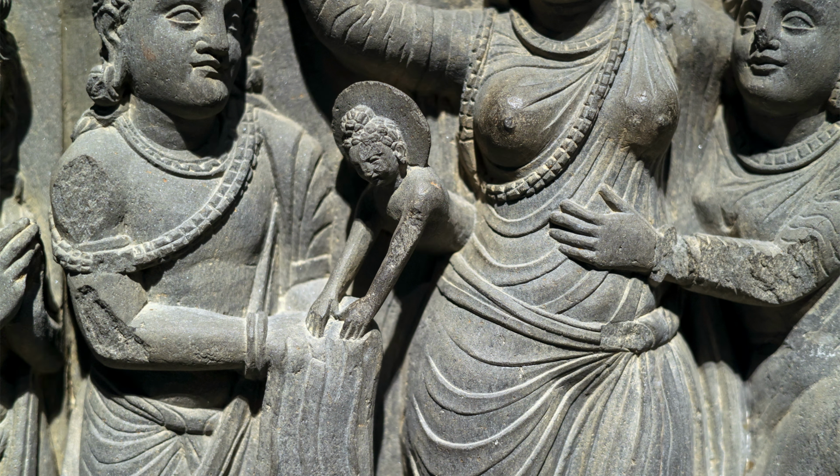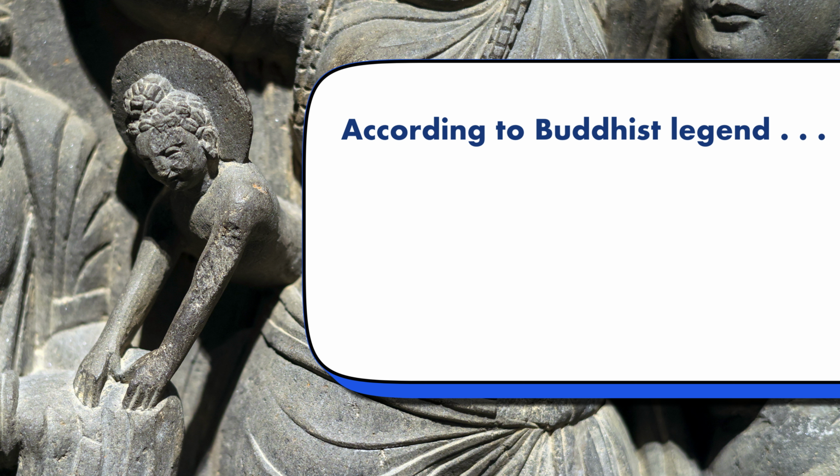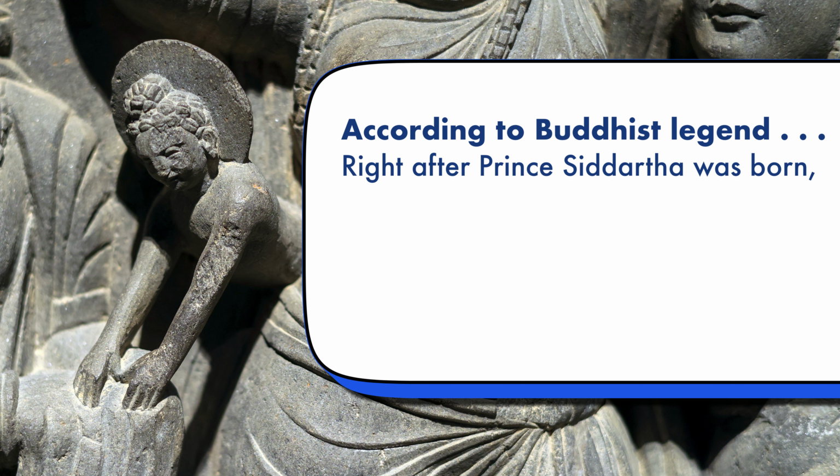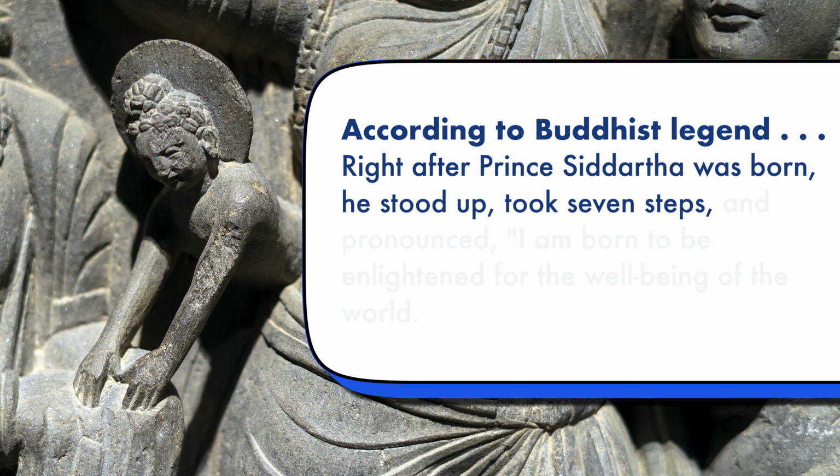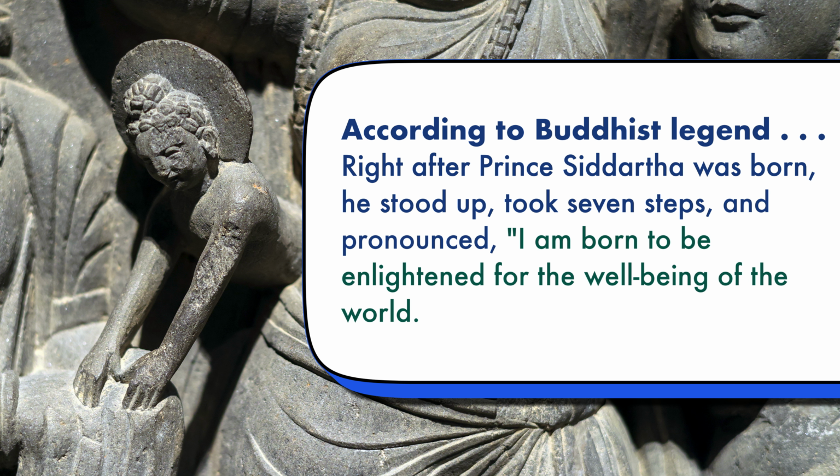Why is Prince Siddhartha represented as a young boy and not as a newborn baby? According to Buddhist legend, right after Prince Siddhartha was born, he stood up, took 7 steps, and pronounced, "I am born to be enlightened for the well-being of the world. This is my last birth."